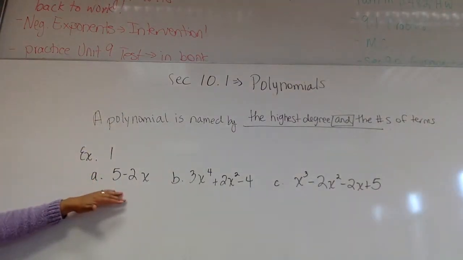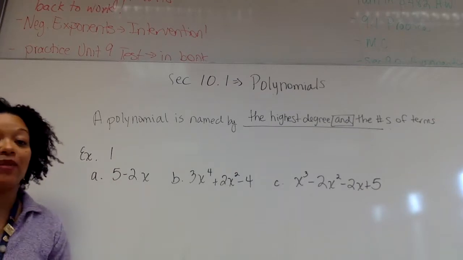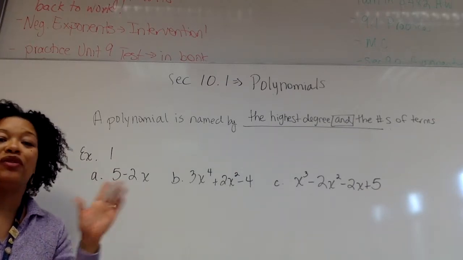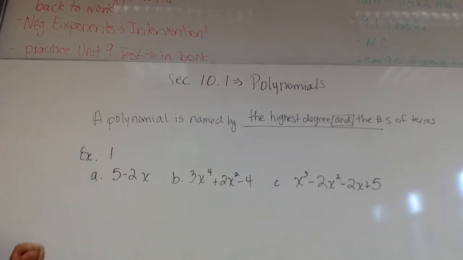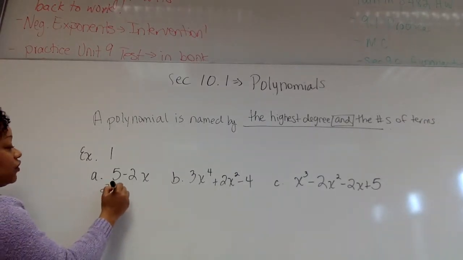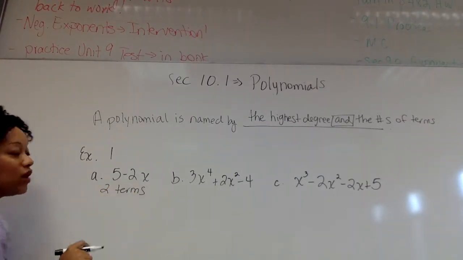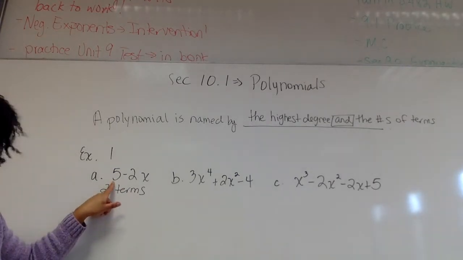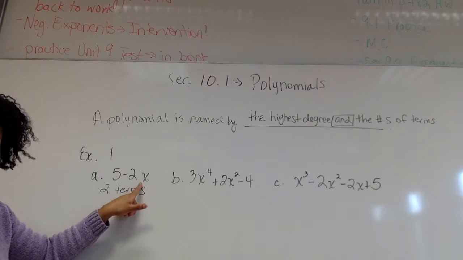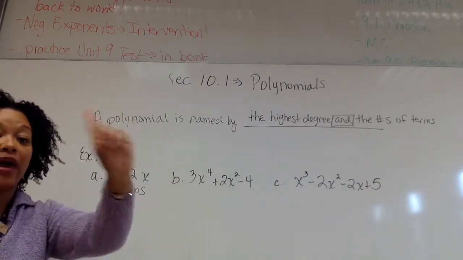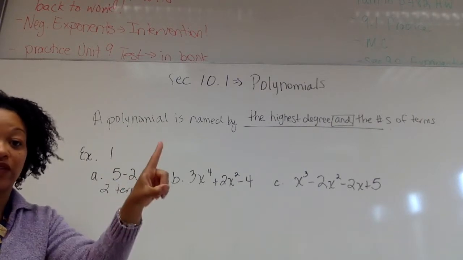So let's look at number 1, or letter A. I'm giving you 5 minus 2x. You're going to find out in a minute, this is not written in standard form, but you don't even know what that means yet, so don't worry about it. How many terms do you have in example A? You have 2 terms, all right? So I have 2 terms, and what's the highest degree? Well, this is a constant, because it's just the number 5. This is 2x. This x has an exponent to the power of 1. You don't see it, so it's an invisible 1.